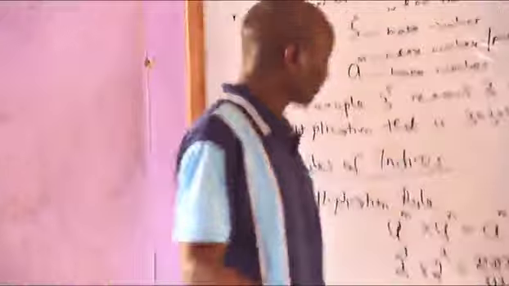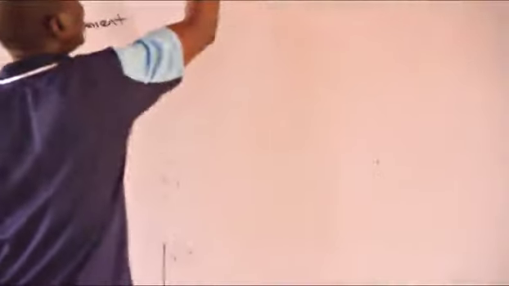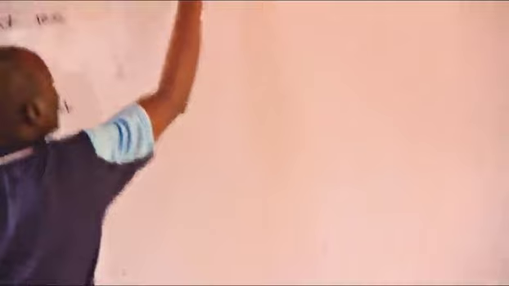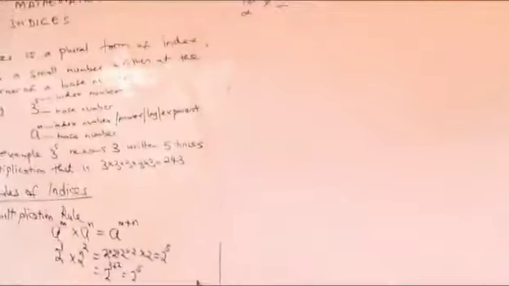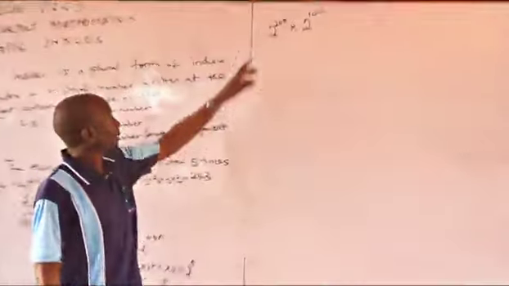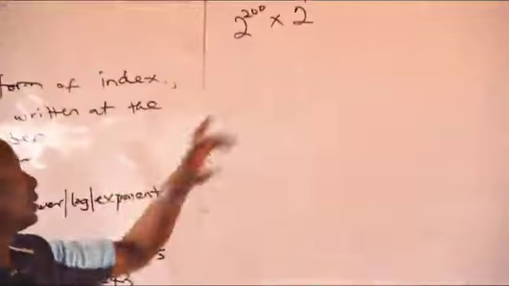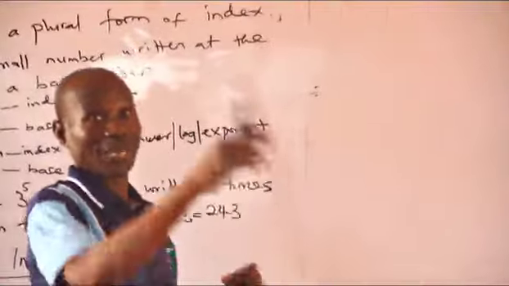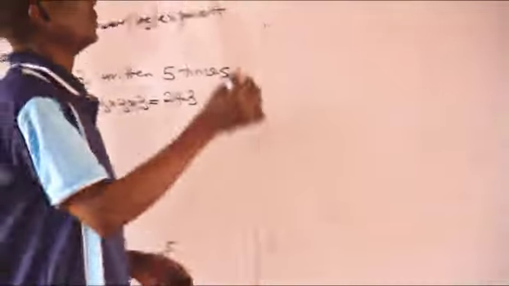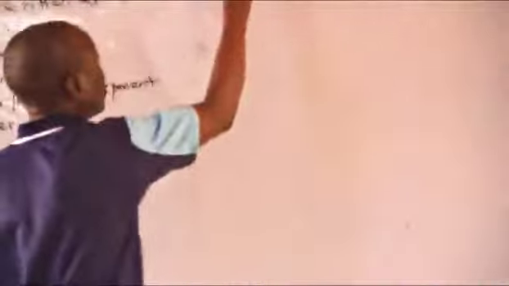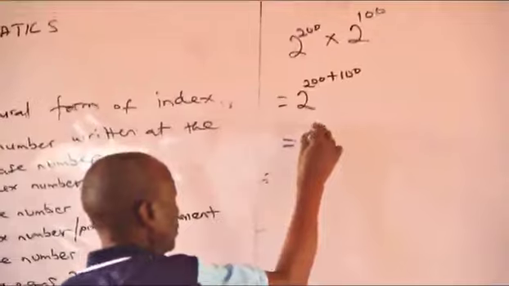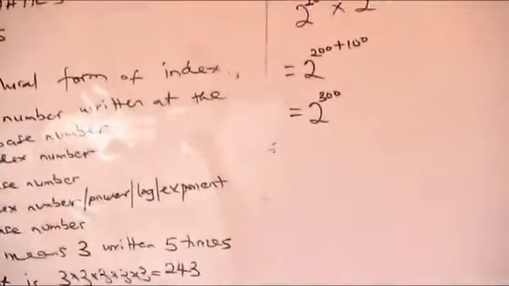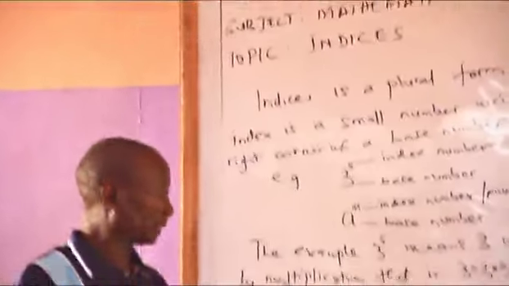Because if you are given something like, say, 2 raised to 200 times 2 raised to power 100, it will waste a lot of time and paper to write 2 in 200 places, and 2 in 100 places, and then start to count. So instead, you simply say 2 raised to 200 plus 100. It's going to be 2 raised to power 300. That is a shortcut.